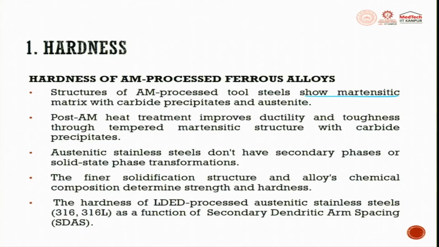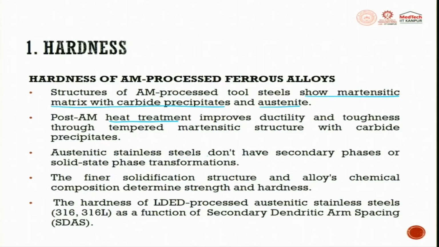So, this is very important. Martensite matrix with carbide precipitates and austenite is there. Post additive manufacturing heat treatment improves ductility. So, the heat treatment, you are doing annealing. It improves ductility and toughness through tempered martensitic structure with carbide precipitation.